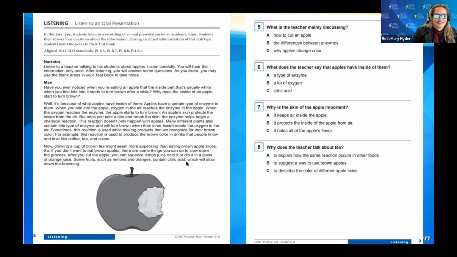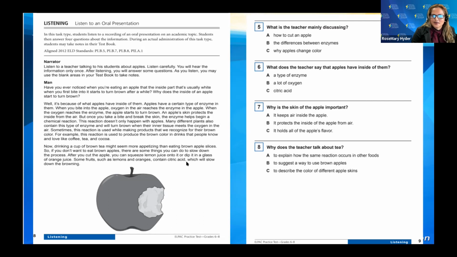You hear the directions: you will hear the information only once. After listening, you will answer some questions. As you listen, you may use blank areas in your test booklet to take notes. So again, teachers being able to make sure they communicate these kinds of directions for the test they're going to take is half the battle right there.